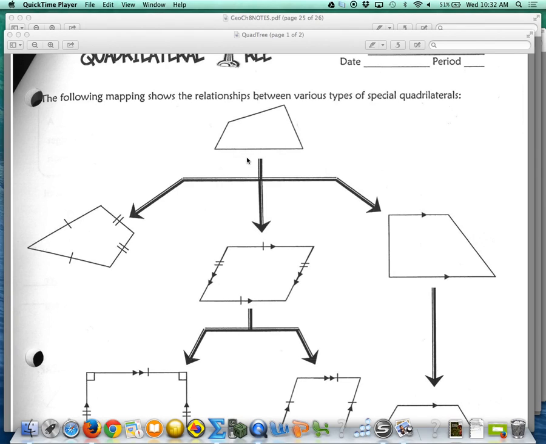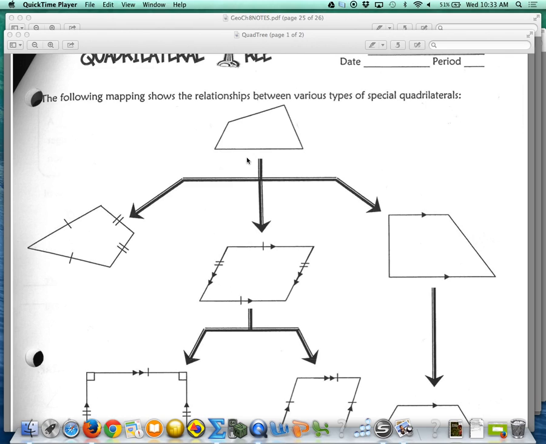Okay. So we talked about in the quadrilateral family, we have 3 subfamilies. We have the kite family, we have the parallelogram family, and we have the trapezoid family. The kite family only has 1 member. Parallelogram family has a few members. Trapezoid family has 2 members.